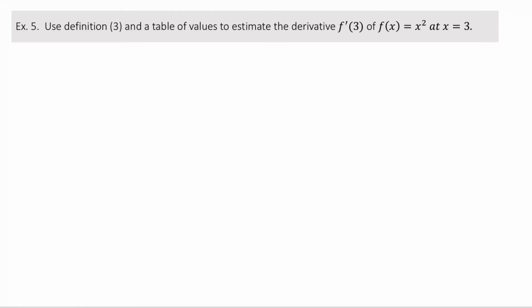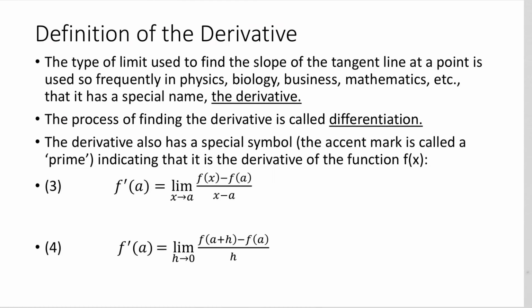So in example 5, we're going to talk about definition 3. And we're going to use a table of values, once again, to estimate the derivative f prime of 3, the derivative of the function f, evaluated at 3, where f of x is x squared, and the x value in question is 3. All right, so let's go back to definition 3, and this is when we start to talk about this being a derivative.